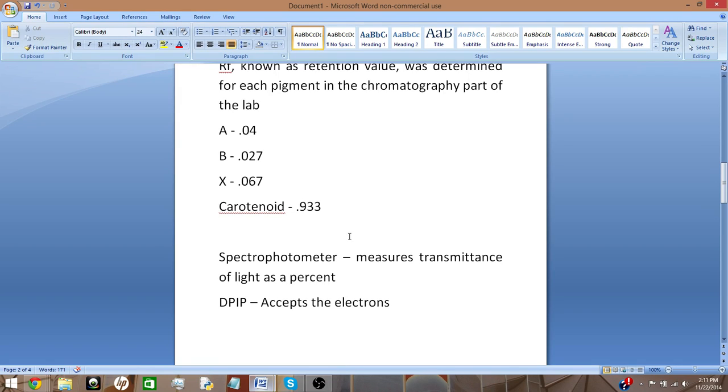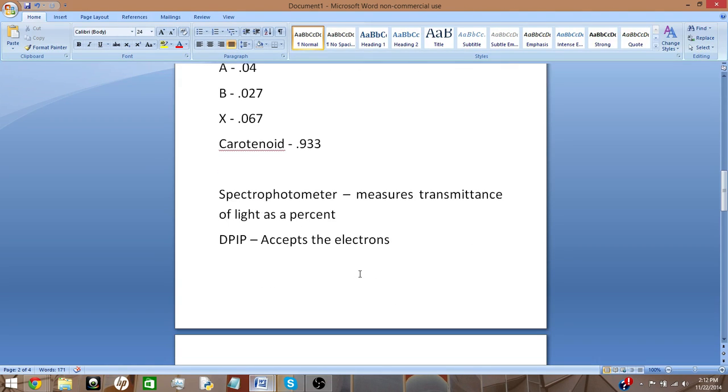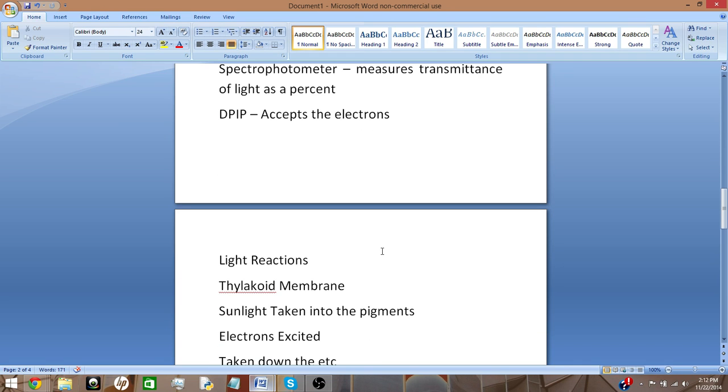In the next part of the lab, the spectrophotometer was used to measure the transmittance of light as a percent. DPIP accepts the electrons that will be given off by photosynthesis, and that's what the spectrophotometer is going to be measuring. We had to find this to figure out which solution would be performing photosynthesis the fastest.